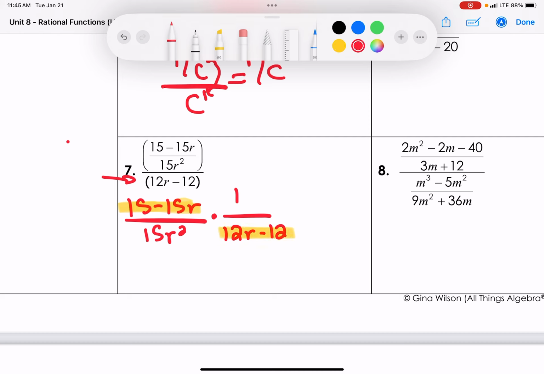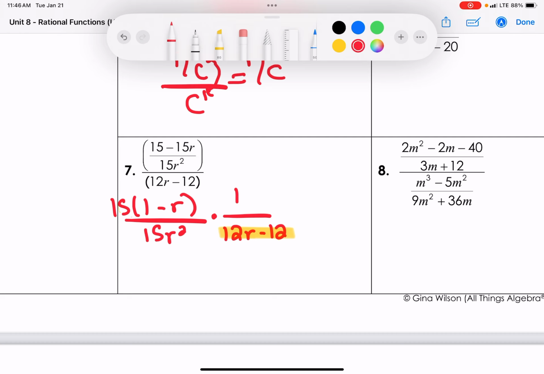I'm gonna focus on that 15 minus 15r. So I could take out a 15. If I take out 15, I'm left with 1 minus r. So let's change that. I take out the 15, and I'm left with, that's not supposed to be a negative. It's just 1 minus r, not negative 1.